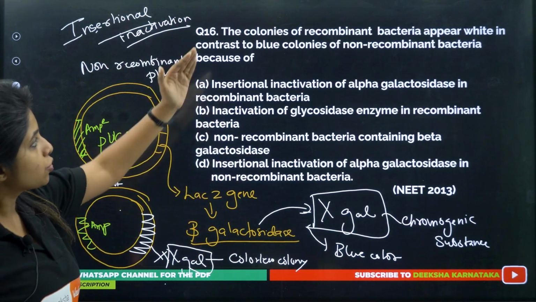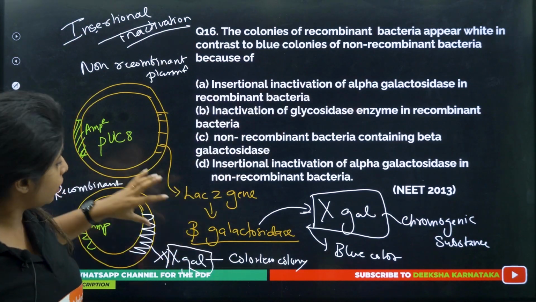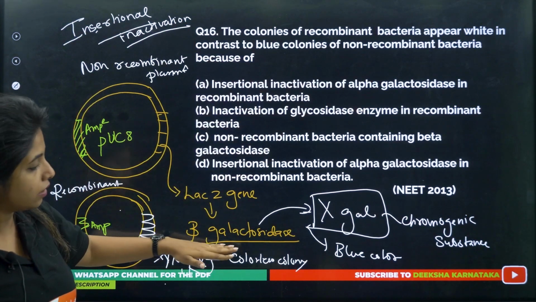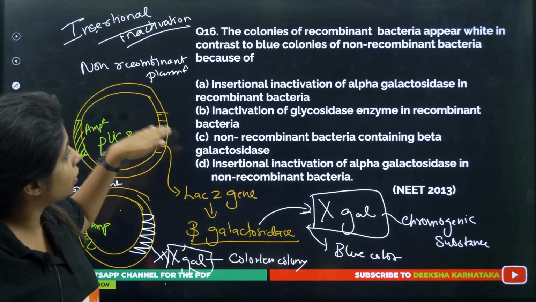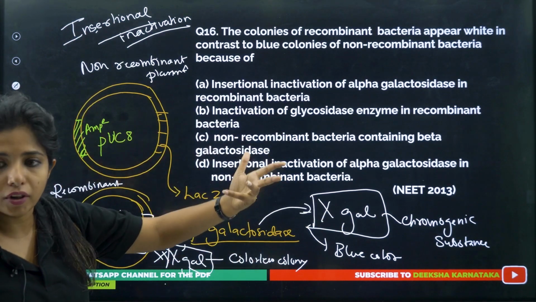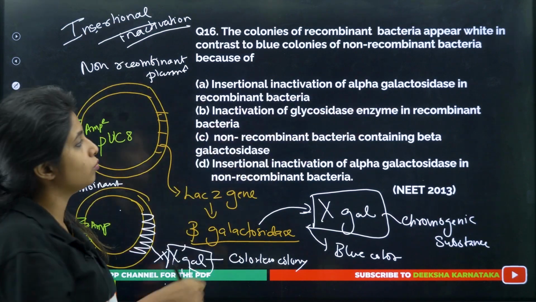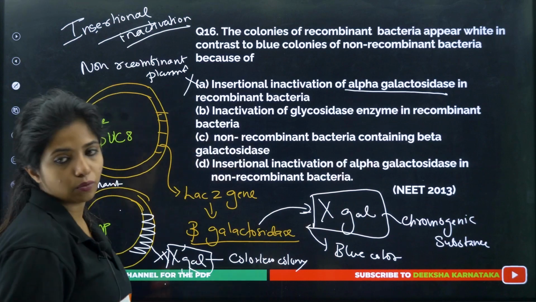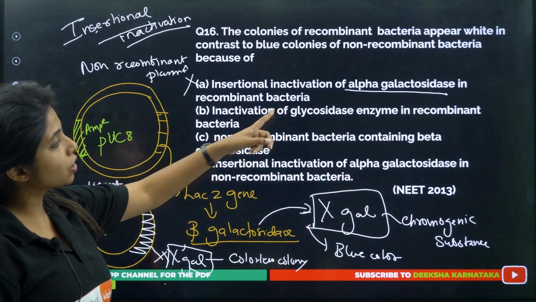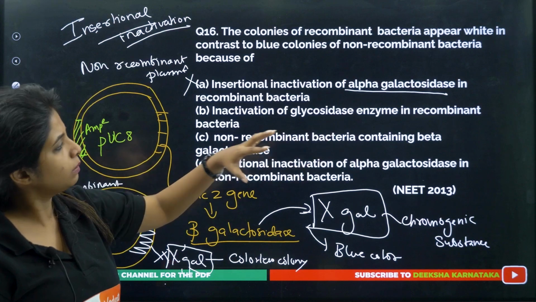Now let's read it. The question is: the colonies of recombinant bacteria appear white in color, they are colorless basically, in contrast to the blue colonies of the non-recombinant bacteria. Because of what reason? Insertional inactivation of alpha galactosidase in the recombinant bacteria. No children, there is nothing like alpha galactosidase that we have studied as of now. It is beta galactosidase.